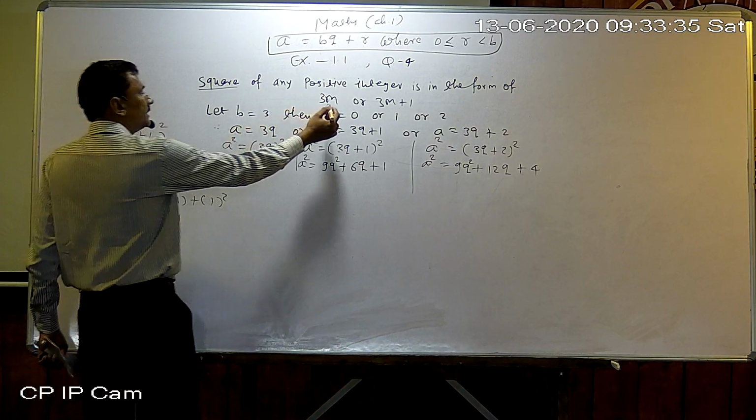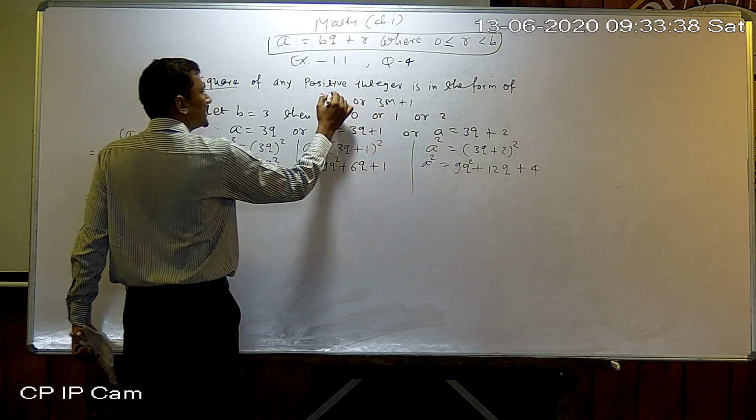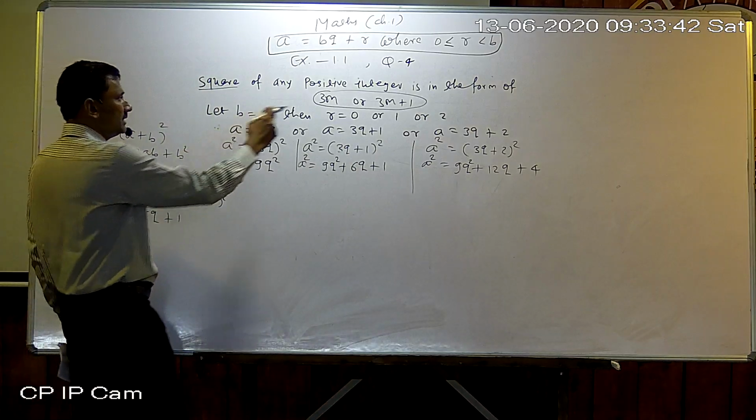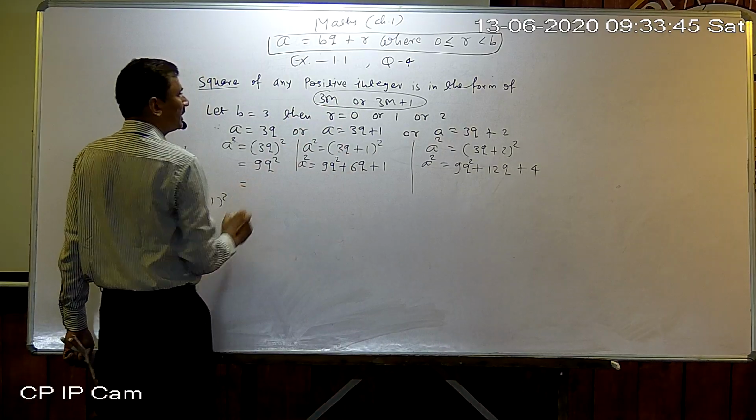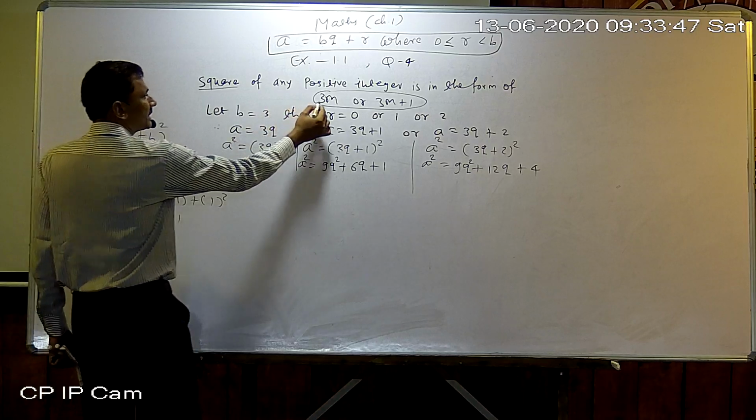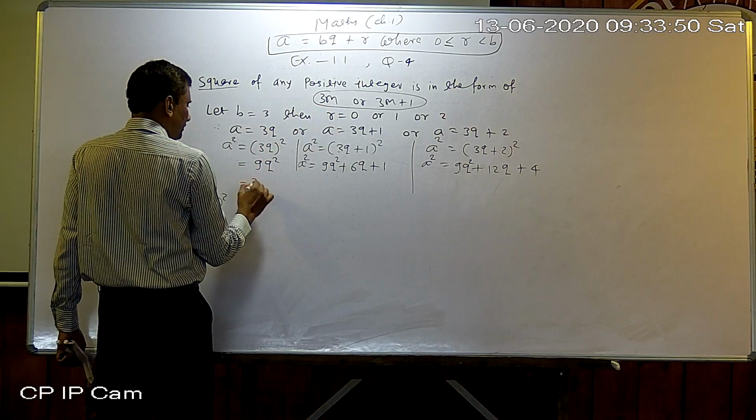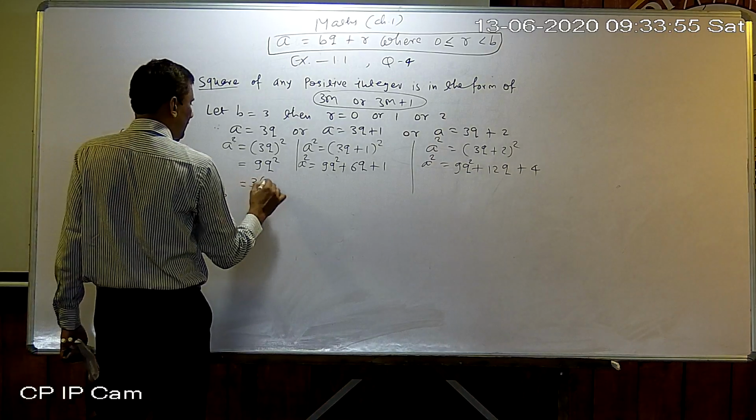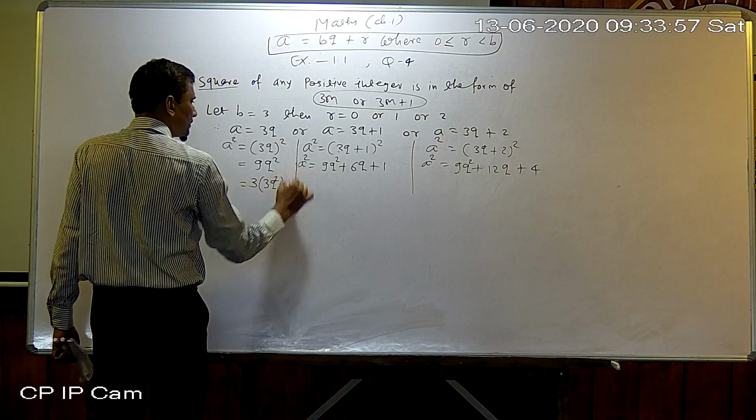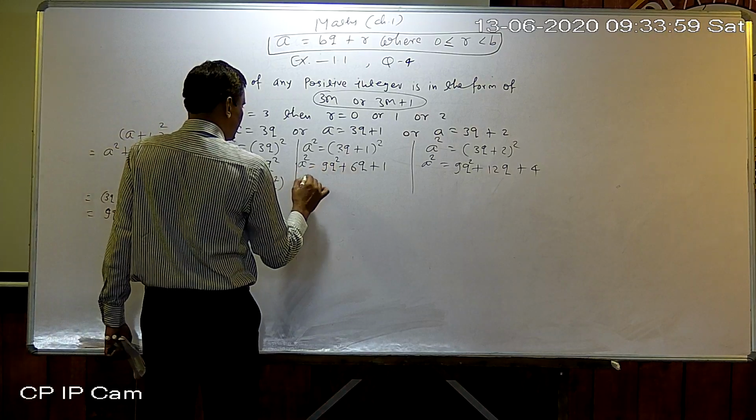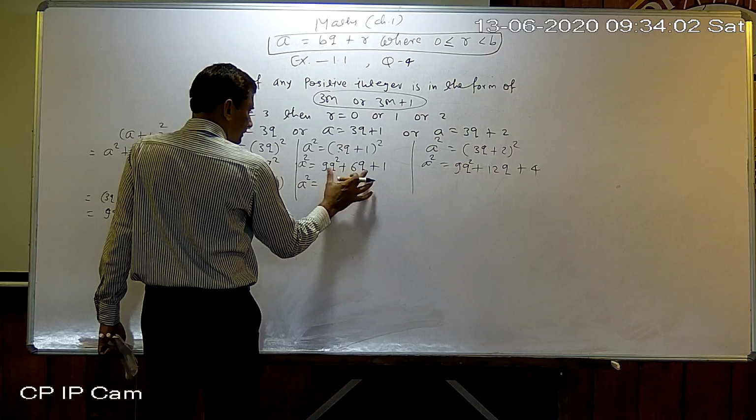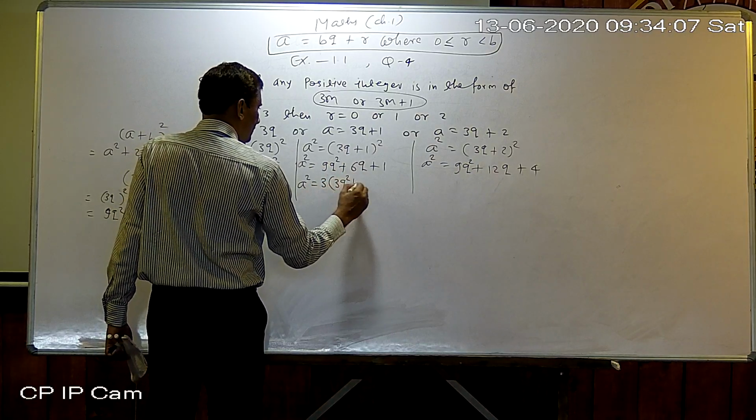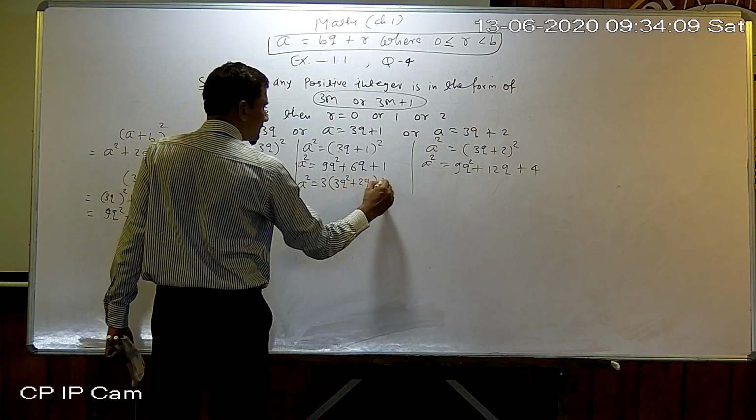Now they are telling us that the square of any positive integer may be in the form of 3m, so try to take 3 common. Why? We require 3. So 3 is common, only 3, not 9. So whatever is left, 3q square. Here also, a square equal to 3 as a common, so 3(q square plus 2q) plus 1.